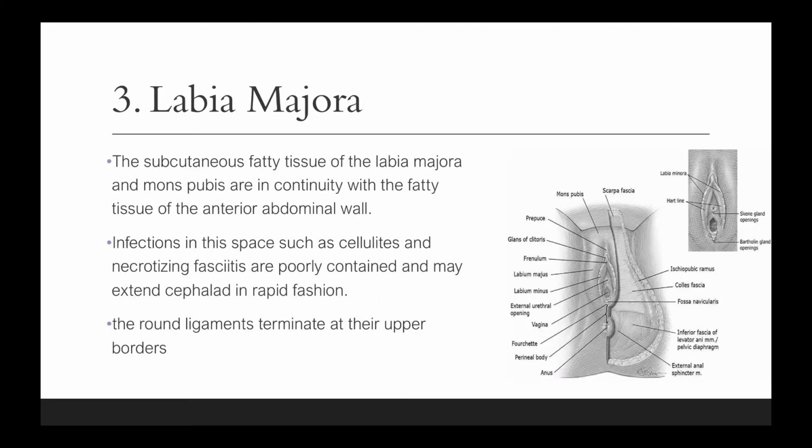The subcutaneous fatty tissue of the labia majora and the Mons Pubis are in continuity with the fatty tissue of the anterior abdominal wall. So infections in this space such as cellulitis and necrotizing fasciitis are poorly contained and may extend cephalad in a rapid fashion. The round ligaments also terminate at the upper borders of the labia majora.